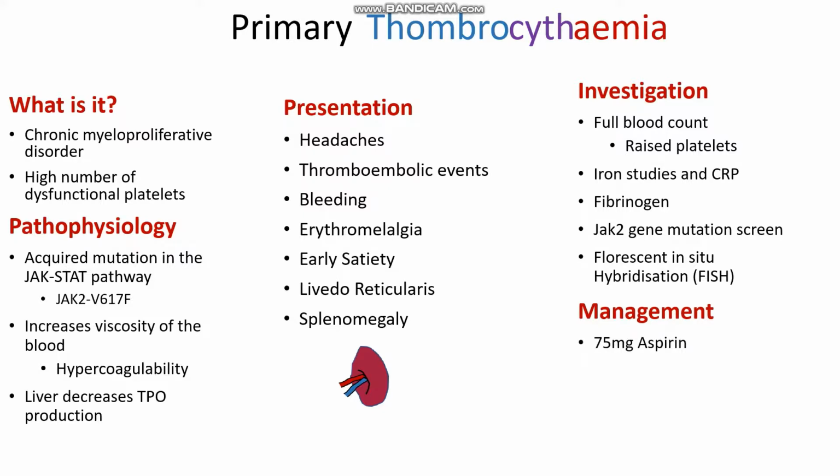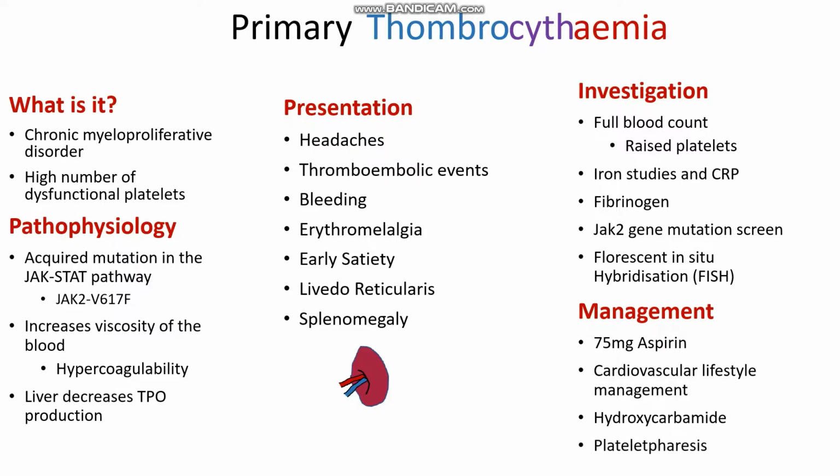Well, again, we're going to want to give someone aspirin, so 75 milligrams low-dose aspirin, just to reduce their risk of clotting. We're going to aggressively manage their cardiovascular lifestyle factors, such as, again, smoking, weight loss, and healthy eating. Hydroxycarbamide can be used to reduce the amount of platelets that we're churning out. And in acute embolic events, we might actually do platelet pheresis, by which we mean directly taking out the excessive platelets from their blood.